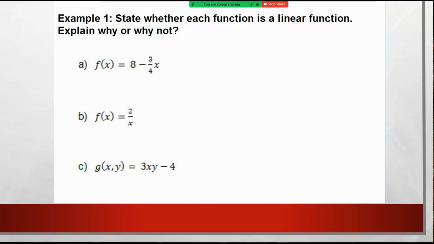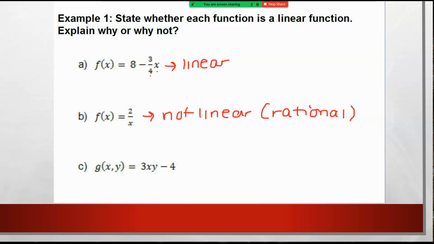So in example A, we have 8 minus 3/4 x. This is linear because the only multiplication is between a coefficient and a single x variable. In example B, that is not linear. It is what we call a rational function. And it is not linear because we have division by x.